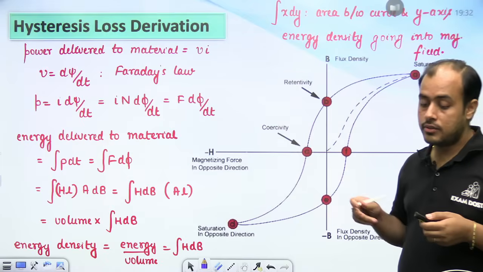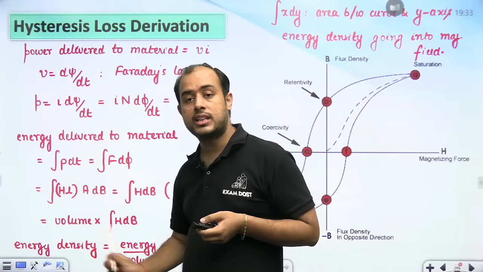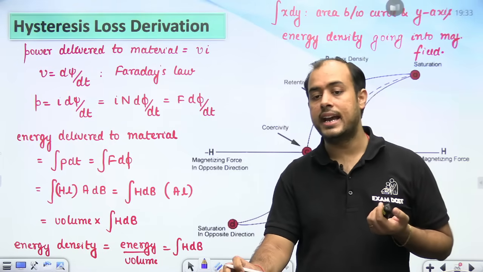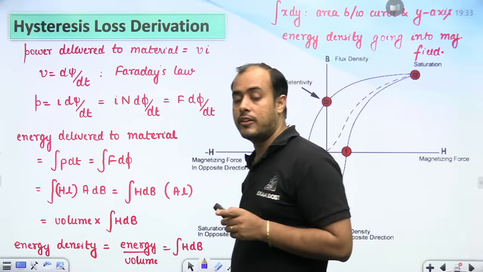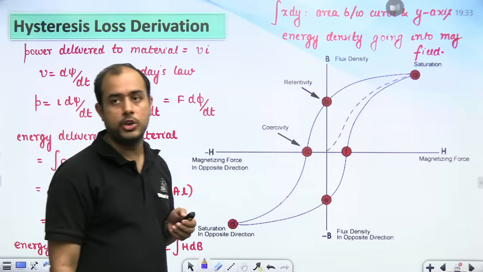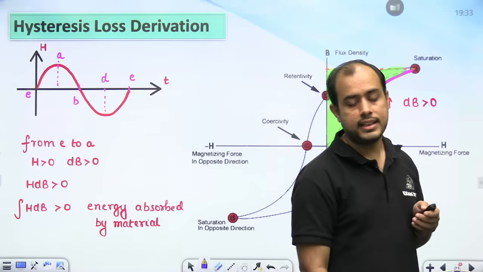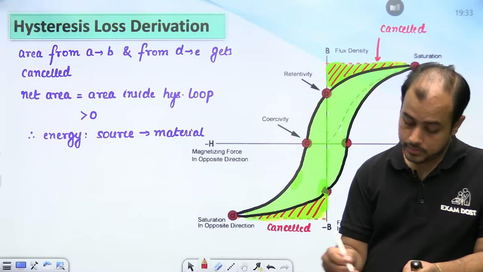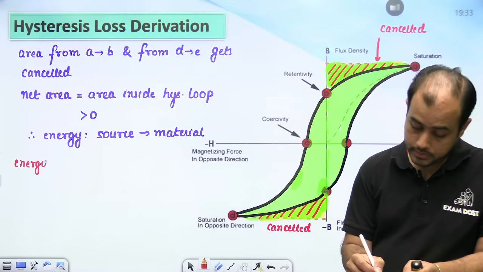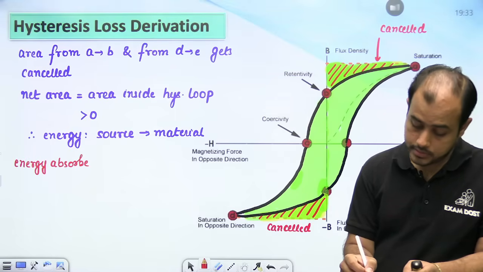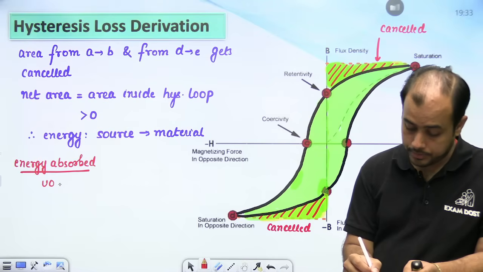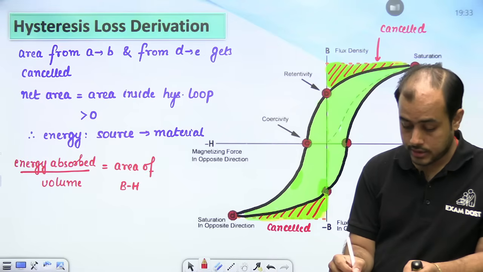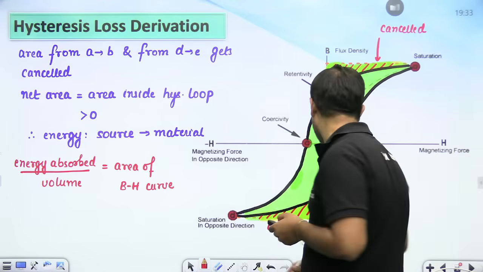Now again let's go back. What is the meaning of the area? The meaning of the area is energy per unit volume. एरिया का क्या मतलब था? एरिया का मतलब था एनर्जी पर यूनिट वॉल्यूम, करेक्ट? ओके, so that means energy absorbed per unit volume is area of BH curve. ठीक है, it is the area of the BH curve.